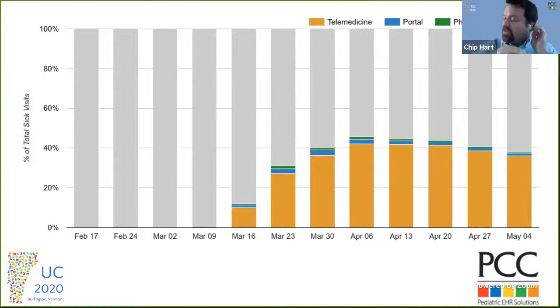It doesn't continue to decline. It looks like 4 out of every 10, 2 out of every 5 sick visits for our clients nationally is being done using a virtual code, either over the phone, through your portal, or using a video chat. And that's what those little different colored segments refer to.